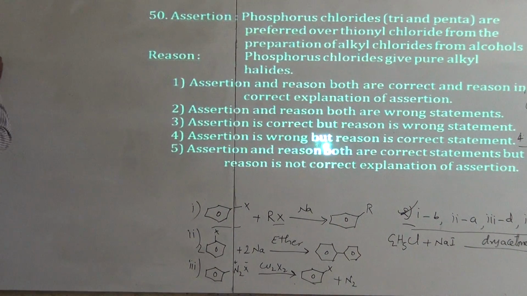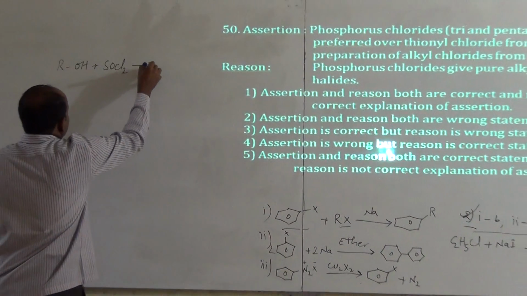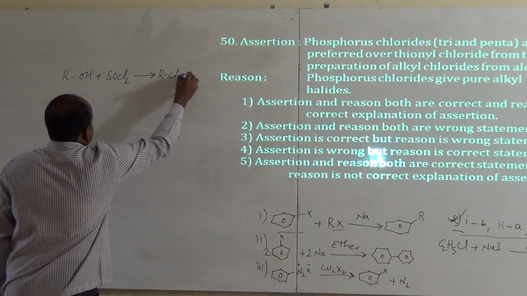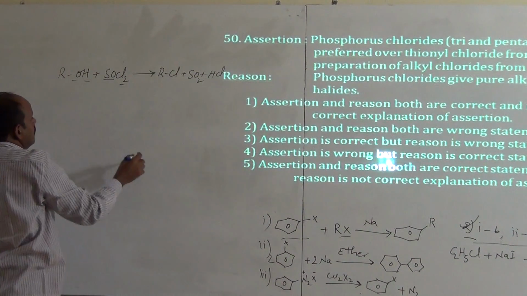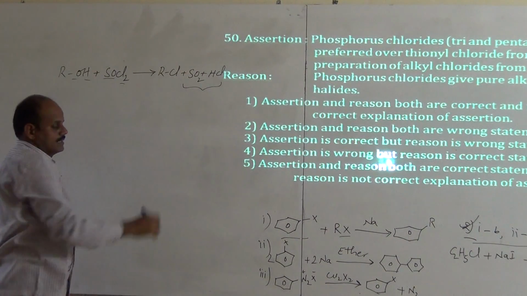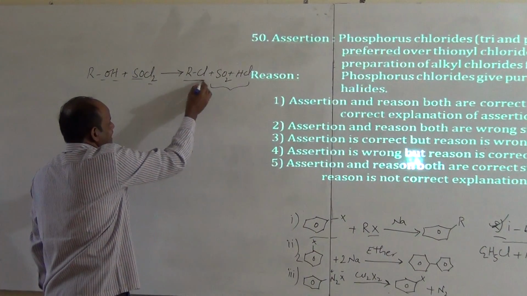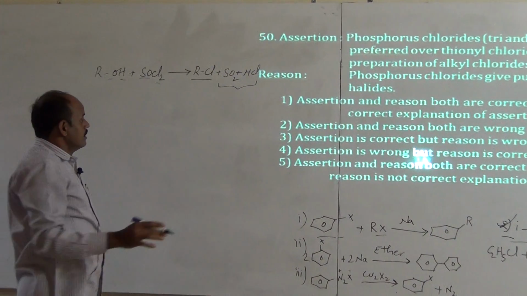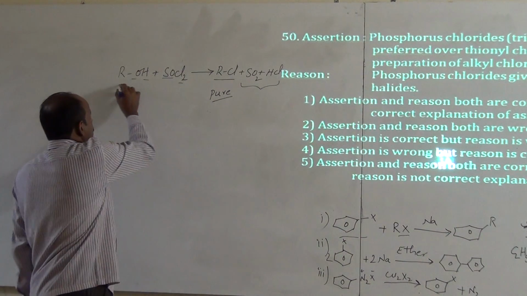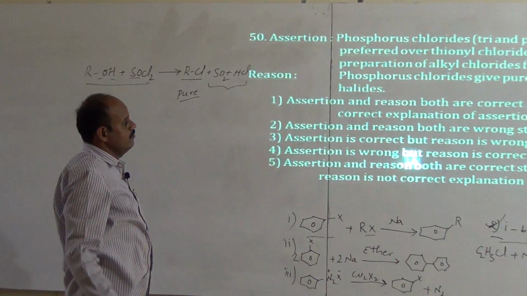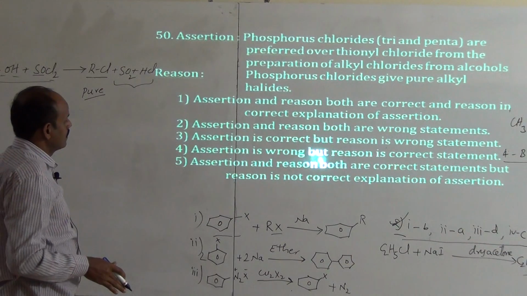Why? Because if you take alcohols and react with thionyl chloride, SOCl2, then alkyl chlorides are formed, and SO2 and HCl are formed. These two are gaseous products, so they can easily escape from the reaction vessel. Then we have alkyl chlorides only. Thus we get pure alkyl chlorides. It is the best method for the preparation of alkyl chlorides, but not phosphorus tri or pentachlorides. Okay, thus the assertion is wrong.